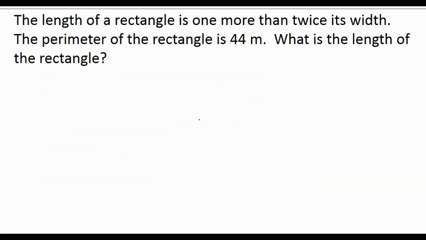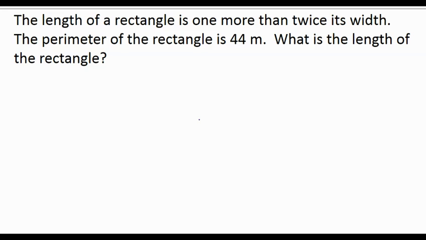All right. Let's do one more. This one's a little more tricky. The length of a rectangle is 1 more than twice its width. The perimeter of the rectangle is 44 meters. What is the length of the rectangle?